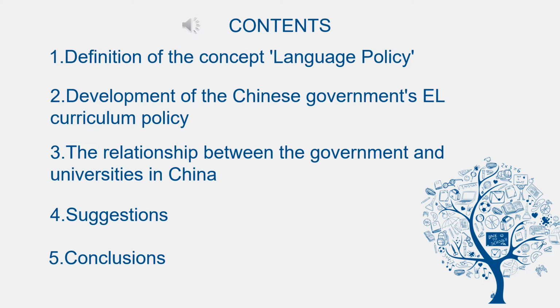Today, I'm going to talk about an analysis of Chinese university English curriculum policy. My presentation is composed of 5 parts. The first part is the definition of the concept language policy. The second part is the development of the Chinese government's EL curriculum policy. The third part is the relationship between the government and universities in China. The fourth part is suggestions, and the last part is conclusions.